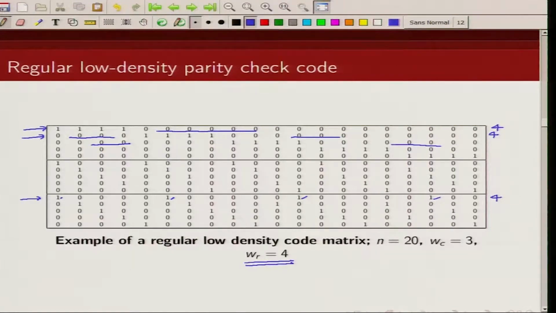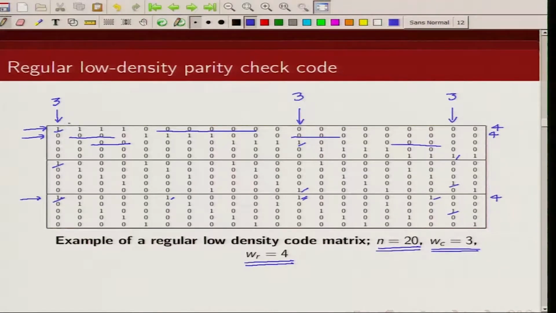And each column, let us take column 1, there is a 1 here, there is a 1 here and there is a 1 here. So, column weight is 3. You can check any column, look at this column, 1 here, 1 here and 1 here. So, column weight is 3. You can take this column, there is a 1 here, there is a 1 here and there is a 1 here. So, the column weight is 3. So, WC is 3.